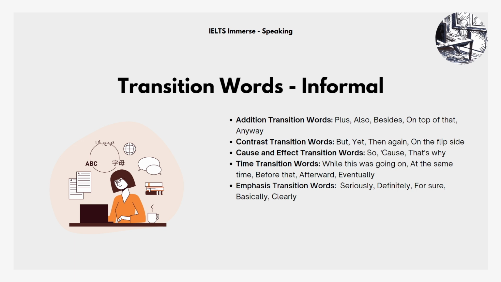Addition transition words: plus, also, besides, on top of that, anyway. Contrast transition words: but, yet, then again, on the flip side. Cause and effect transition words: so, cause, that's why. Time transition words: while this was going on, at the same time, before that, afterward, eventually. Emphasis transition words: seriously, definitely, for sure, basically, clearly.